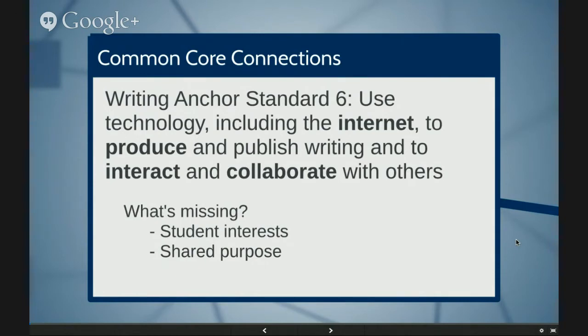But I was looking at the anchor standards in the Common Core. This is the writing anchor standard number 6, which all students from grades 6 to 12 are going to have to master. So all teachers, especially English teachers, but also teachers across the content areas, have to constantly spiral up through all the grade levels this standard, which is to use technology, including the internet, to produce and publish writing and to interact and collaborate with others.